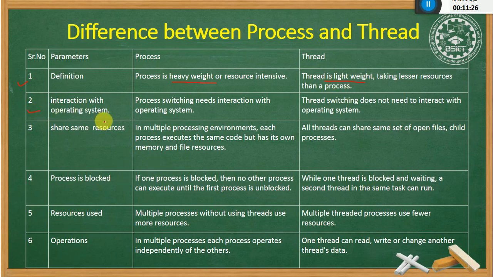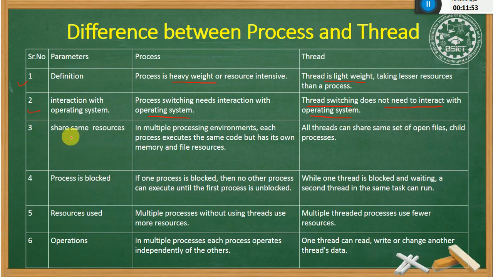Then the second point, interaction with the operating system. Process switching, or context switching, requires the control of the operating system. When there is thread switching, there is no need for interaction with the operating system. So it reduces the context switching overhead.